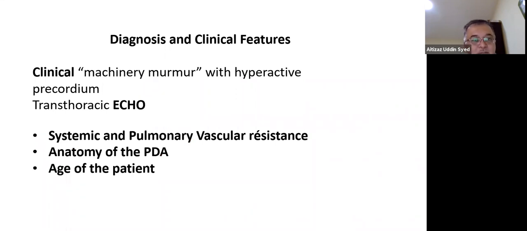To diagnose PDA, you don't need much. Clinically, if you can hear a machinery murmur with a hyperactive precordium and you ask for an echo, that will tell you there's a PDA. But the clinical symptoms will depend on systemic and pulmonary vascular resistance, because it's a shunt between the two resistance systems. So if the pulmonary resistance continues to fall, the shunt will continue to increase. And by anatomy, we mean mostly the size of the ductus and the age of the patient. Smaller children get affected more.